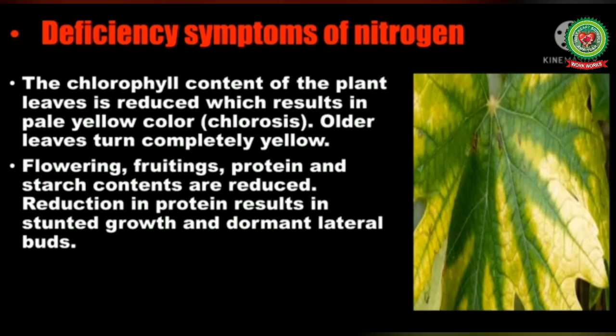If we talk about the deficiency symptom of nitrogen, the chlorophyll content of the leaf is reduced, which results in pale yellow leaves. Older leaves turn completely yellow. Flowering, fruiting, protein and starch content are reduced. Reduction in protein results in stunted growth and dormant lateral buds.